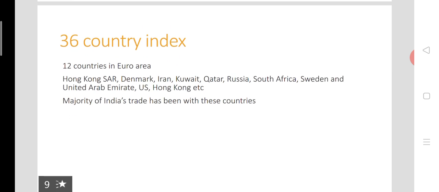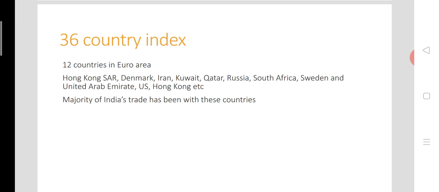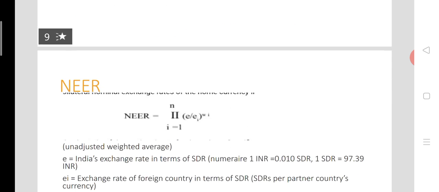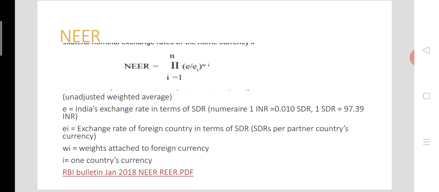Similar is the case for the 36 currency NEER index of India. Here the 36 countries with which India has greater trade relation will be taken into account. That is why NEER is called the trade-weighted index. This is not just the nominal exchange rate, this is a trade-weighted exchange rate, and this is the formula for calculating the nominal effective exchange rate.